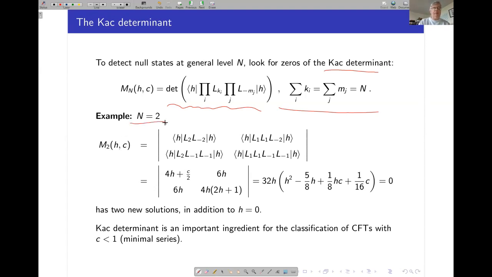Here's an example for n equals 2. The level 2 descendants are obtained by either applying L_-2 or applying L_-1 twice. This gives a 2 by 2 determinant. And by using the Virasoro algebra and eigenstate properties, we can work out this determinant. It gives us a cubic polynomial in h. One of the solutions is one that we already know, but we discover that potentially at level 2, we have 2 further values of h which can give us null states. This Kac determinant is an important tool in the classification of conformal field theories, in particular in the successful classification of conformal field theories with central charge smaller than 1.